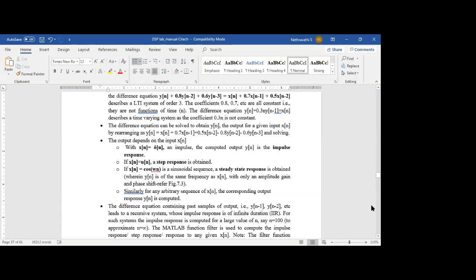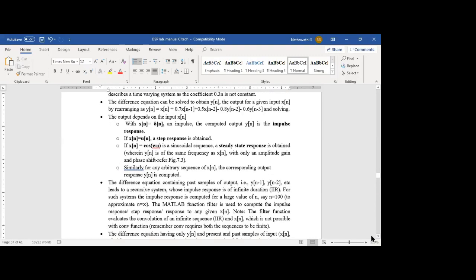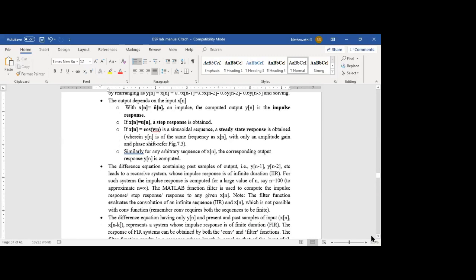So if the past output samples are not there, that is, instead of an equation with y of n minus 1, y of n minus 2, y of n minus 3 and so on, the difference equation contains only y of n and the delay elements of the input, then it is called an FIR filter. Okay. So what is the difference between IIR and FIR?